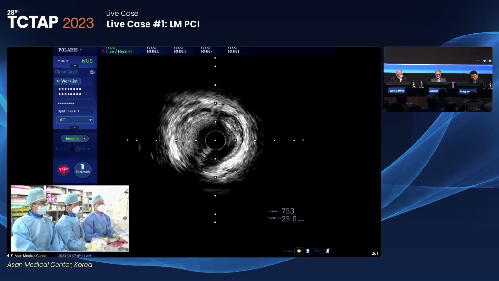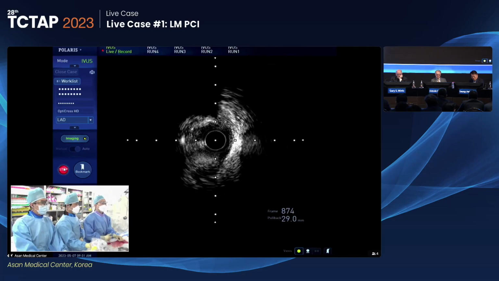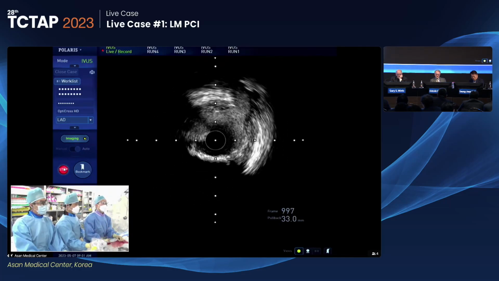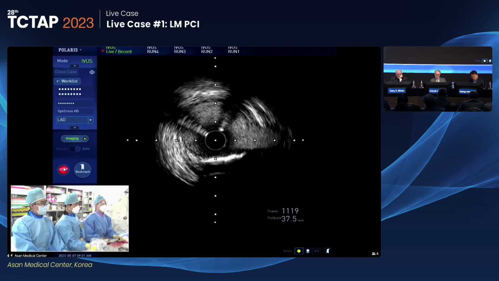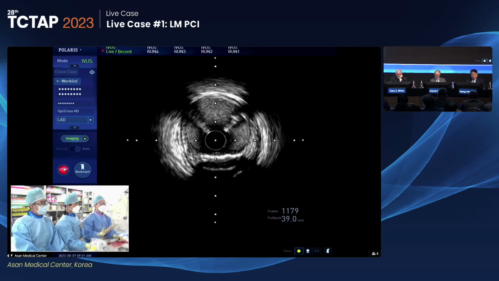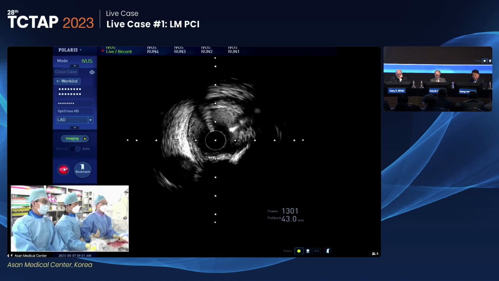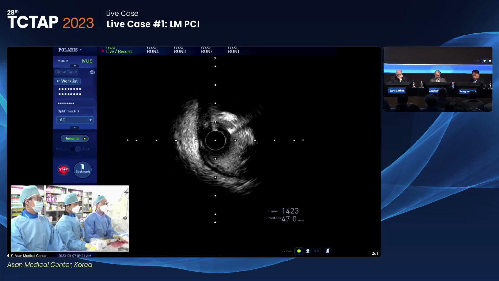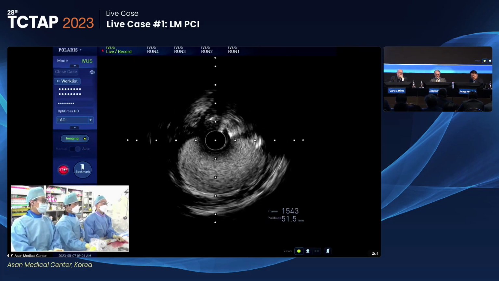And this is after ballooning with the 2.5, and you can see the opening of the diagonal branch. And this is after pre-balloon. The proximal, here is where Professor Colombo said to put the stent there, or cover this proximal region also. It's proximal. Yeah, here is the opening.